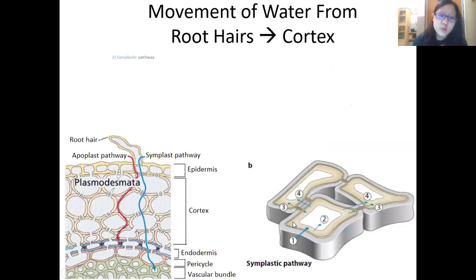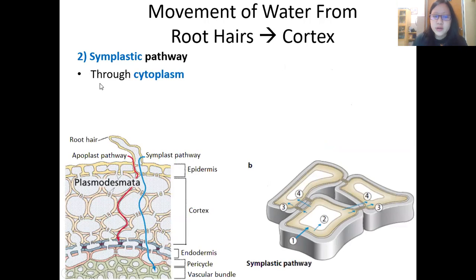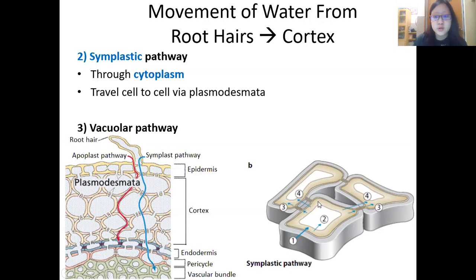If you are water, you can also travel using another way called the symplastic pathway. The symplastic pathway means that the water travels through the cytoplasm, and the water can travel cell to cell by plasmodesmata. So into the cytoplasm, and then you can see here between cells, it goes through the plasmodesmata. Plasmodesmata is where cytoplasms of the cells are connected. There is no cell wall.